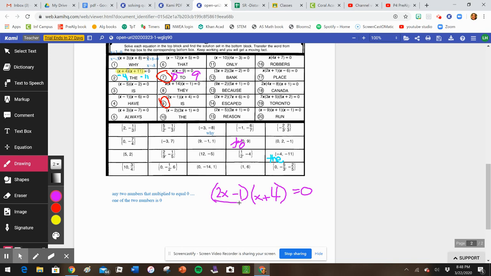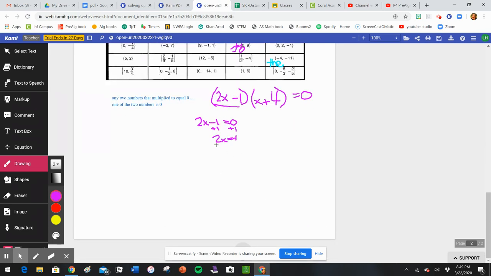Okay, so this parenthesis is going to equal 0, right? So 2x minus 1 equals 0. So I'm going to add 1 to both sides. Right? I get 2x equal to 1. And then I'm going to divide by 2, and divide both sides by 2. So one of my answers is x equals 1/2.